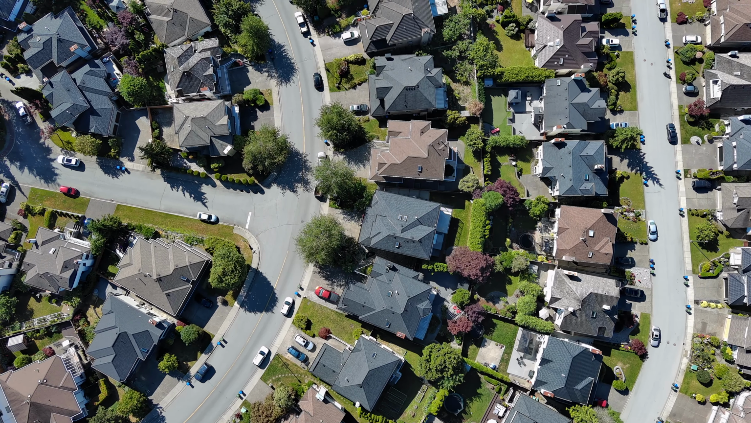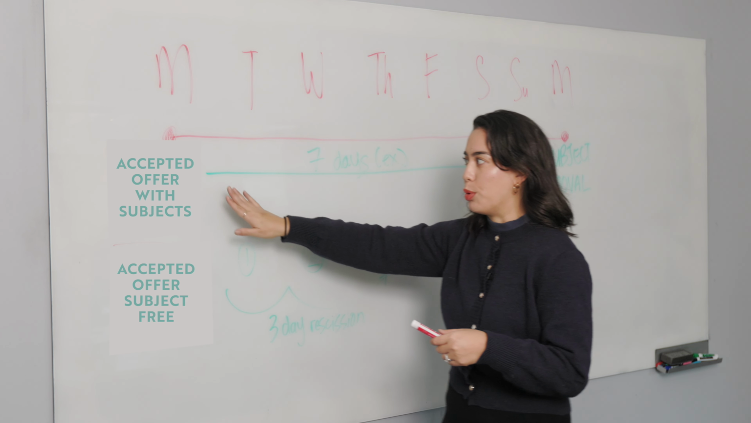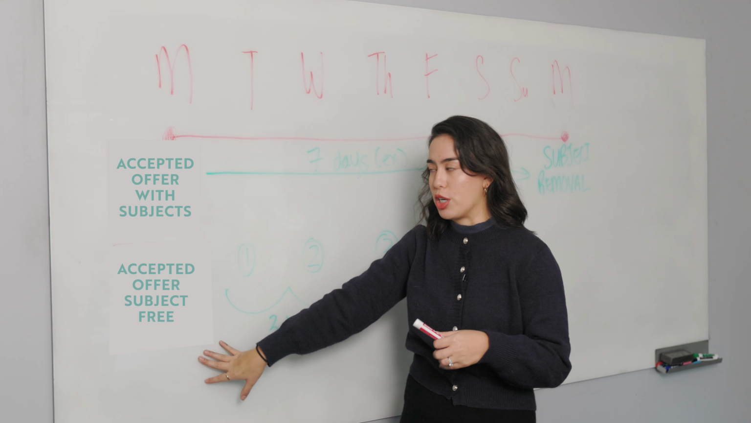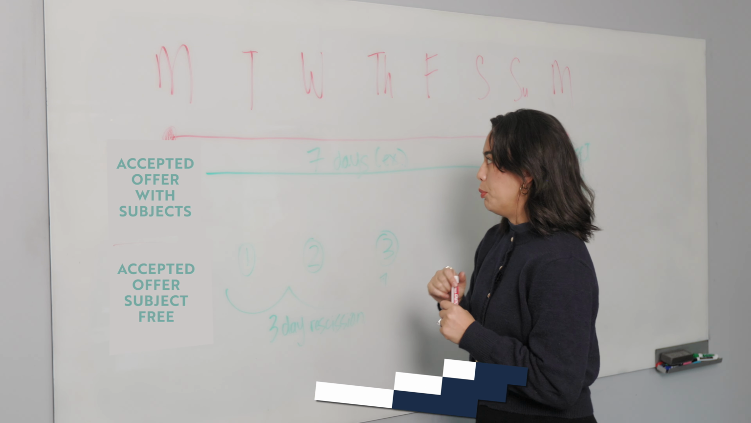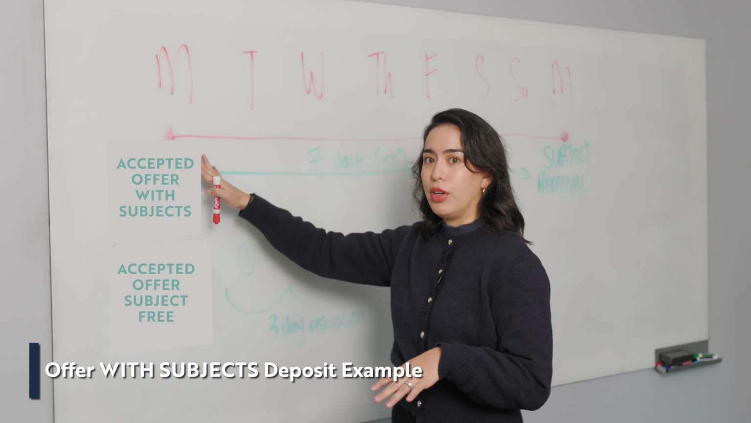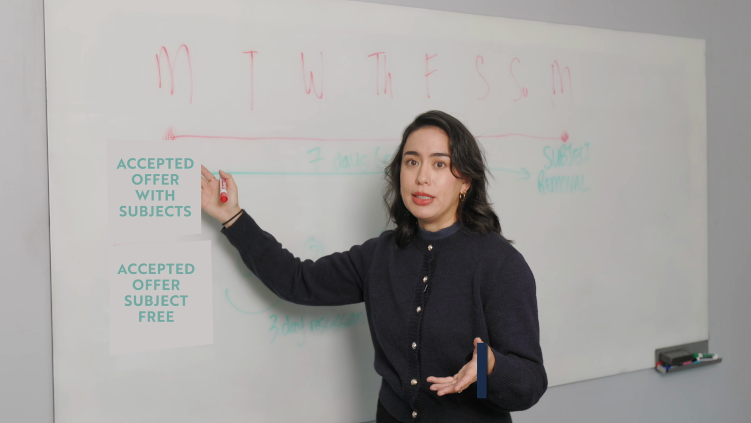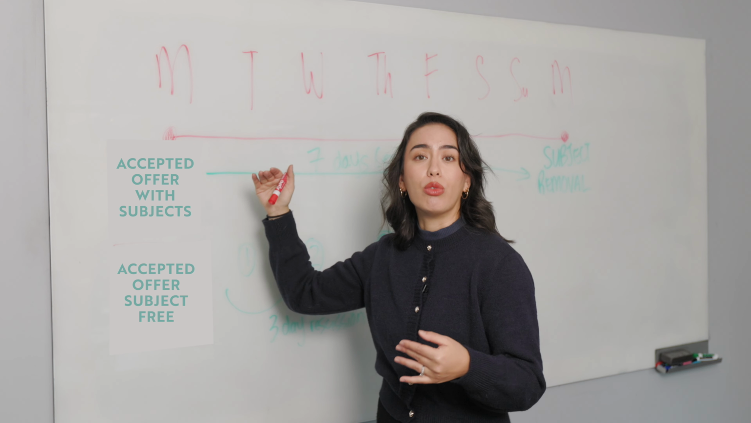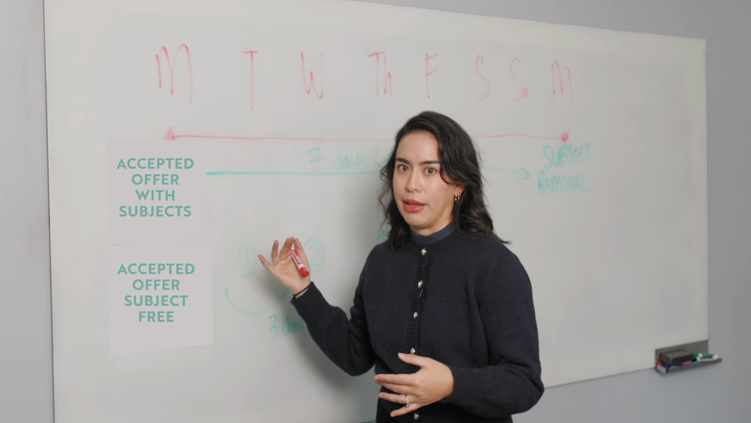So getting into the example itself, as you can see, I've written up a week here from one Monday through the week, Saturday, Sunday, and then the following Monday. And I've got an example of with subjects and then subject free. So let's start with the accepted offer with subjects, right? So when we get an accepted offer, as I said, the home typically isn't going to be sold until subjects are removed and the deposit is handed in.